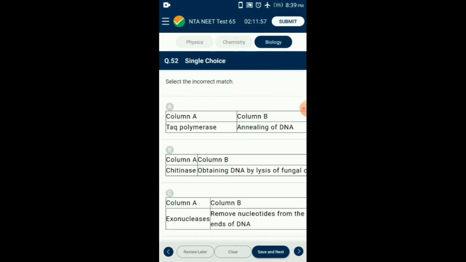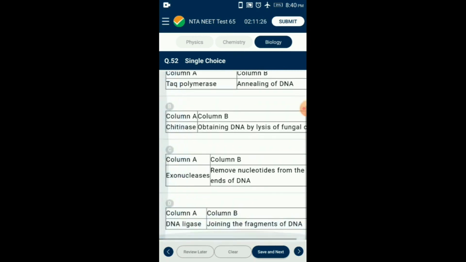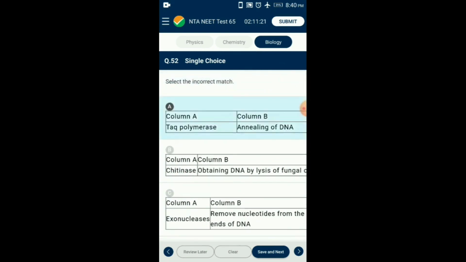Question number 52. Select the incorrect match. The first step in RDT, that is recombinant DNA technology, is lysis of the cell from which the DNA has to be obtained. For this purpose, various enzymes are used: lysozyme for bacteria, cellulase for plant cell, chitinase for fungal cell. So here from the given four options, option A is incorrectly matched.